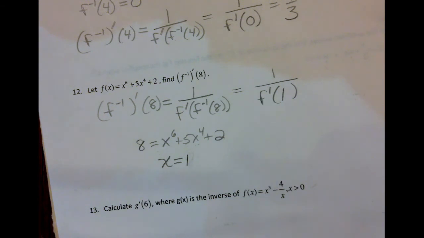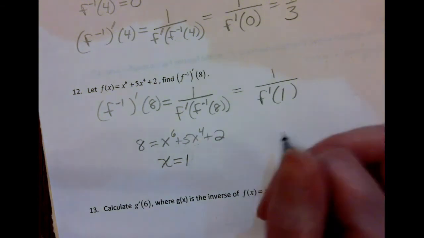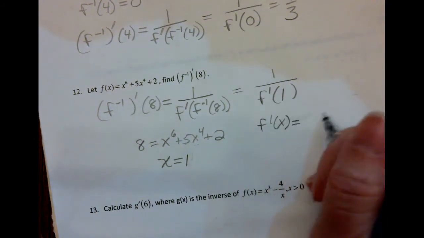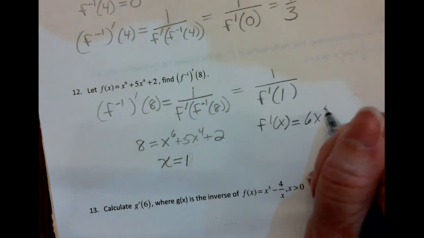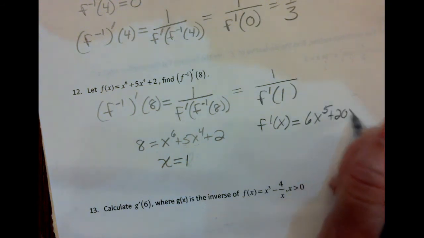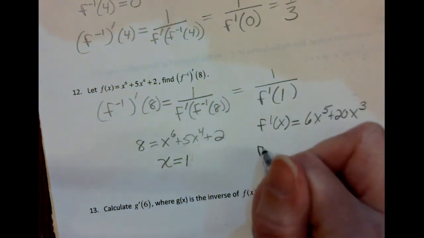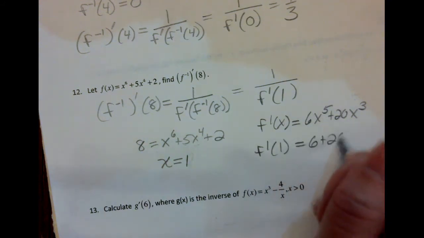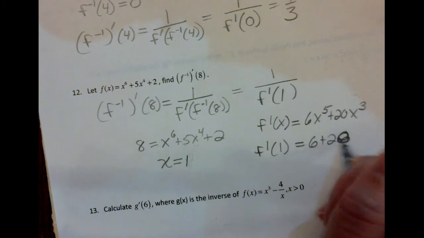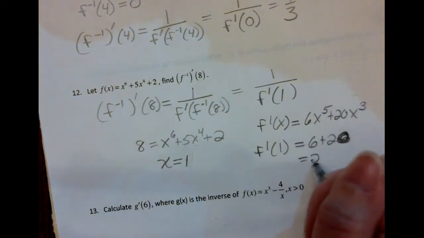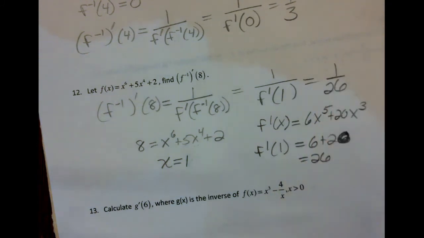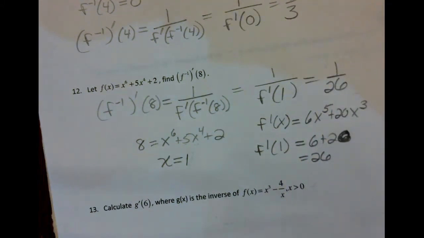So find the derivative at 1. Well, the derivative in general is 6x to the 5th plus 20x to the 3rd. The derivative then at 1 would be 6 plus 20, getting ahead of myself, is equal to 26. So the answer to the derivative of the inverse is 1 over 26.